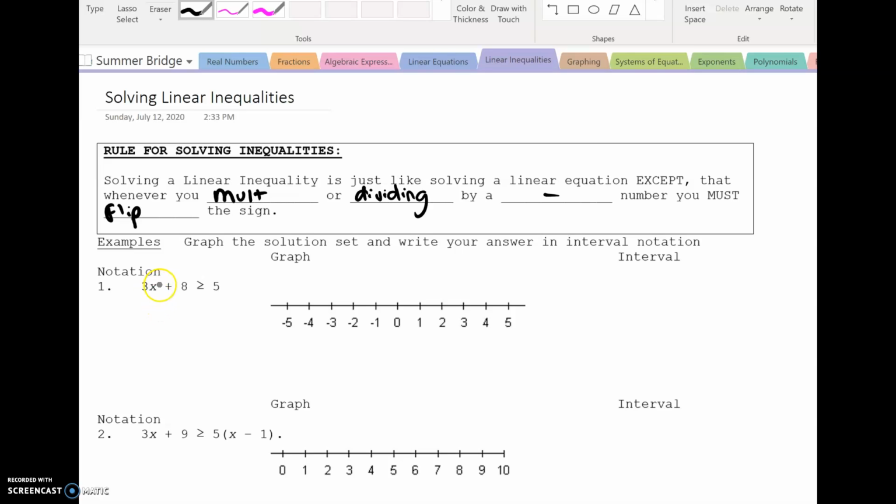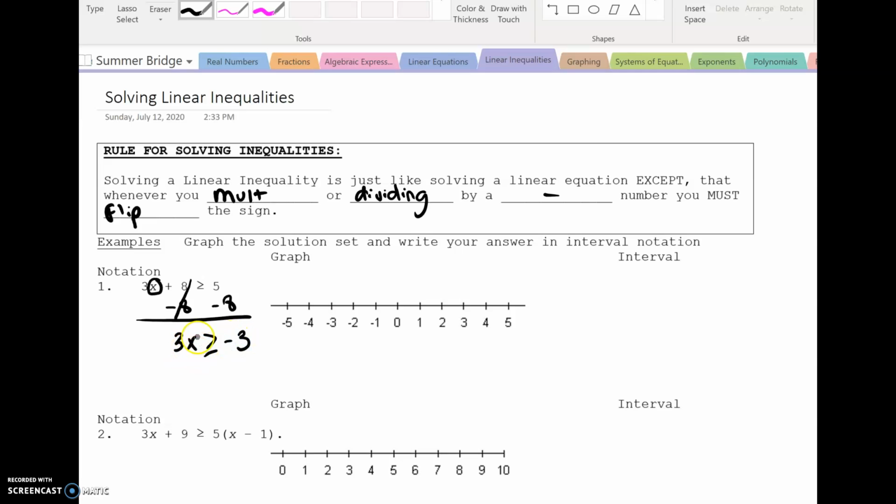So first things first, if you need to highlight or if you want to just circle your variable, you can. We're going to do the exact same thing. We're going to isolate that term by getting rid of all the other ones. So I'm going to subtract 8 to both sides of the inequality. That cancels, and I'm left with 3x is greater than or equal to -3.